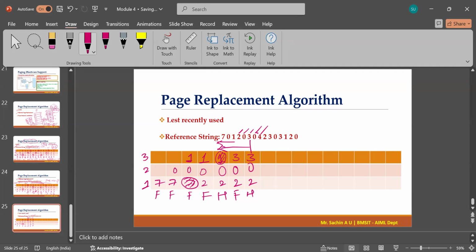Yes, I can't see 4 here. After you see 4, look at the past. 0 is recently used, 3 is recently used, so 2 is the one I can go for. If you see, 2 was used earlier in the past, so we look for that. Let me just stop the recording.